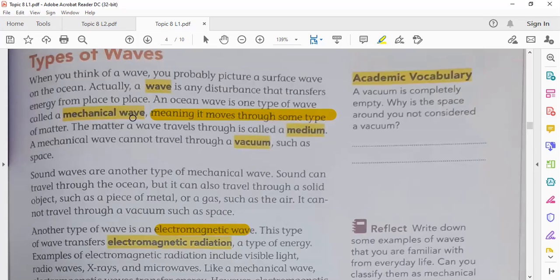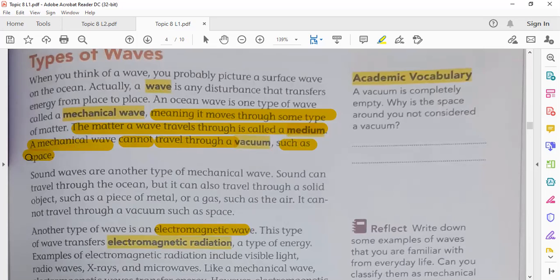A mechanical wave moves through some type of matter. The matter a wave travels through is called a medium, such as air, water, and so on. Look here, it's very important. The mechanical wave cannot travel through a vacuum or space. Okay, this is an important thing to know.